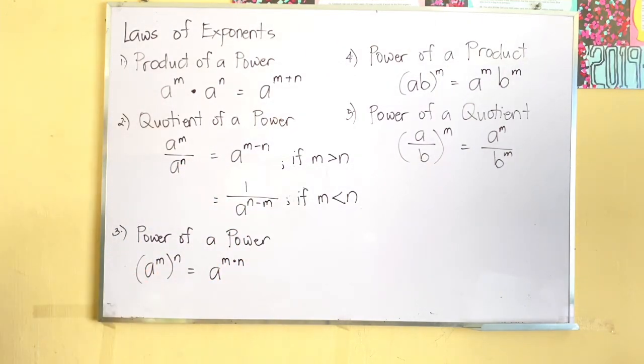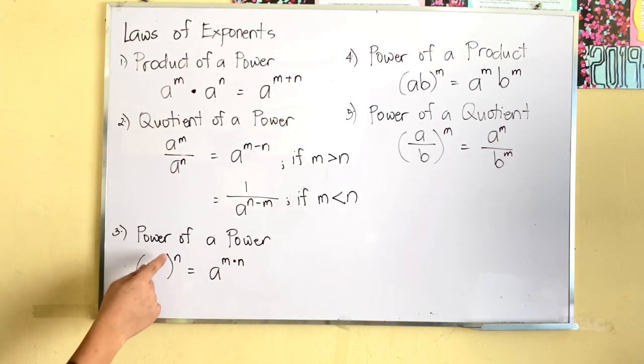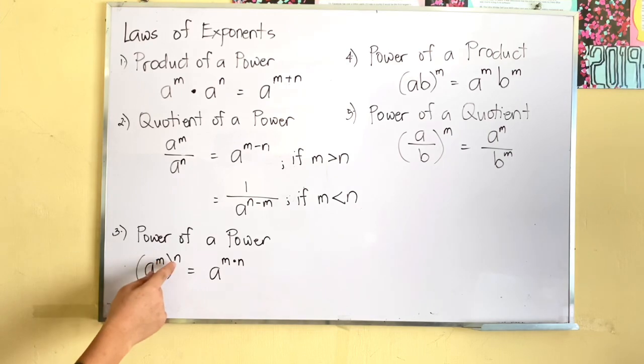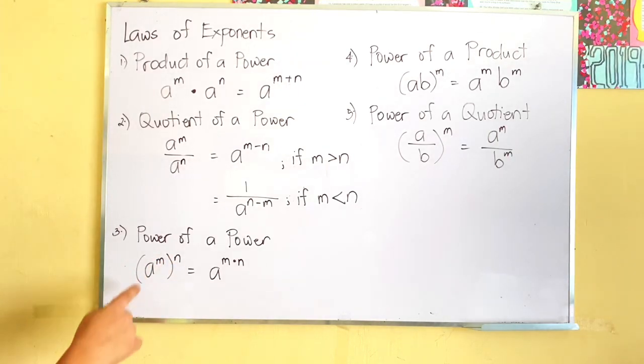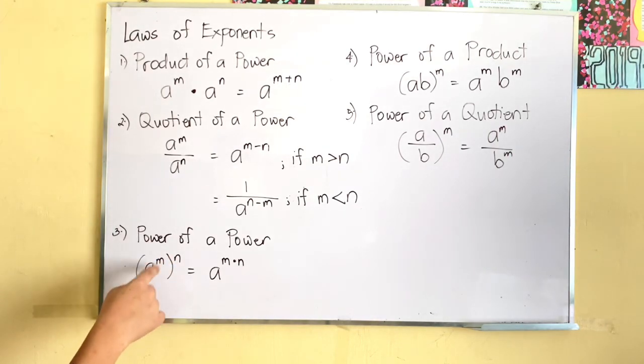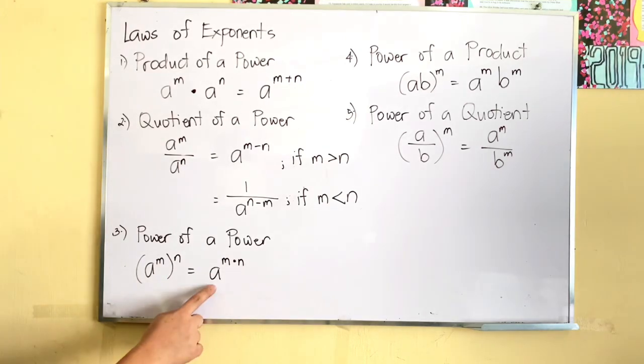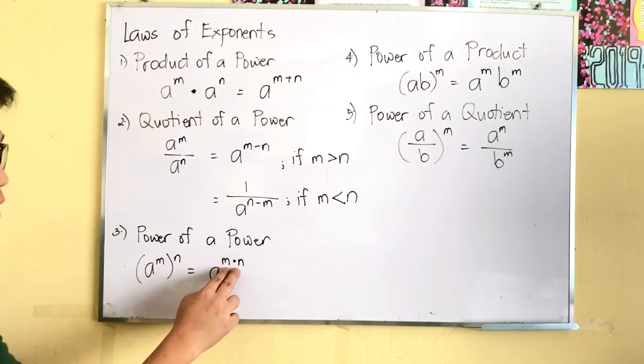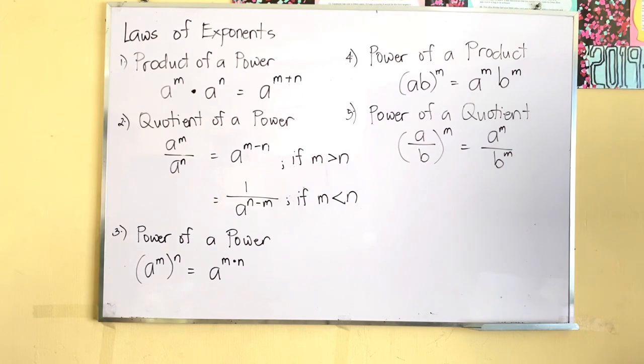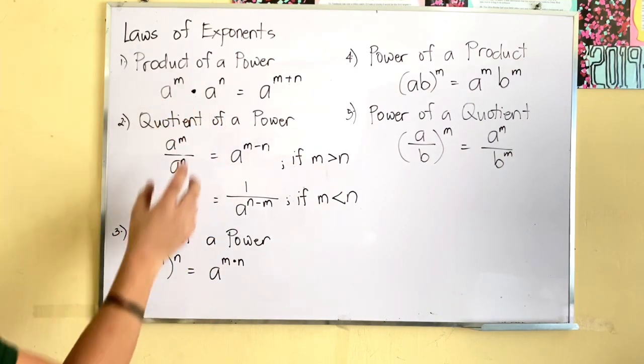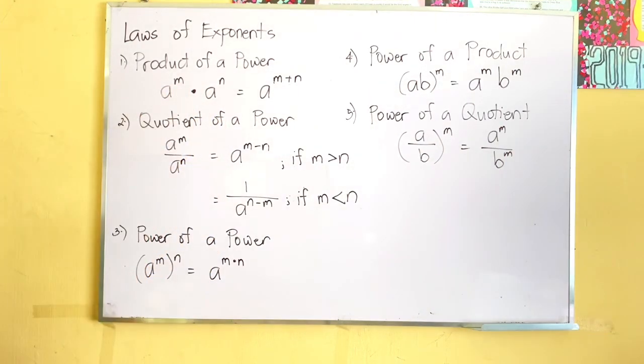Next one, power of a power. So when a specific power is increased by a specific power again, so a raised to m raised to n, so we just need to copy the base, which is the a, and then multiply the exponents. So you can see here, magkaiba yung itsura nila ng power of a power and the product of a power.